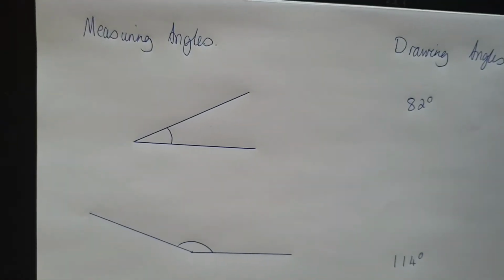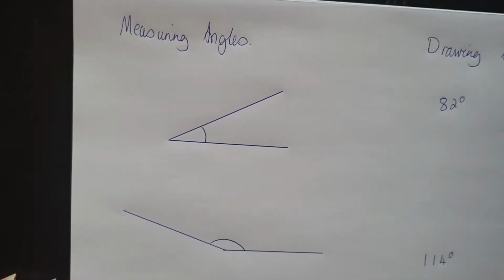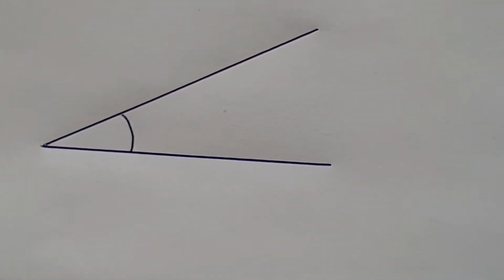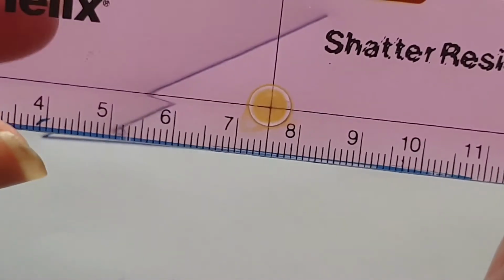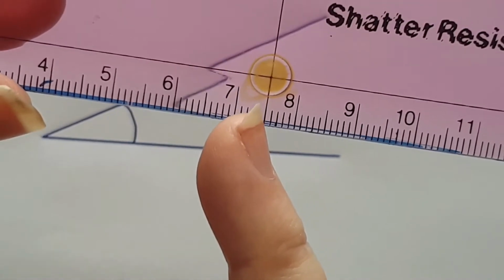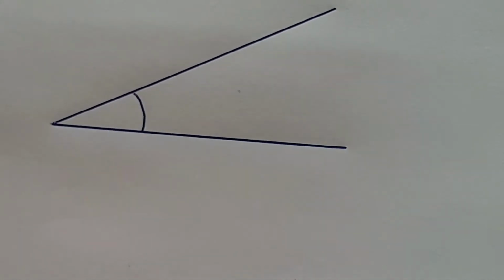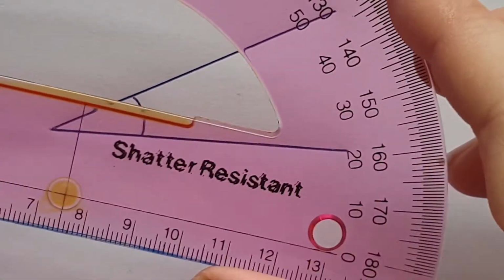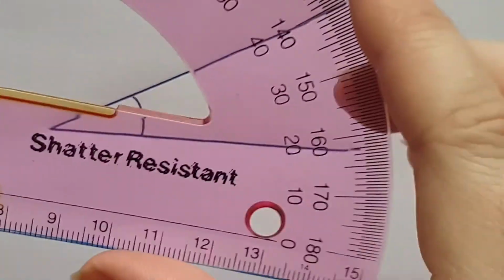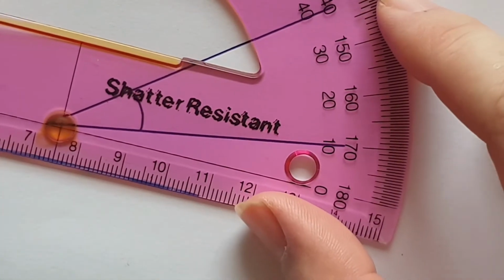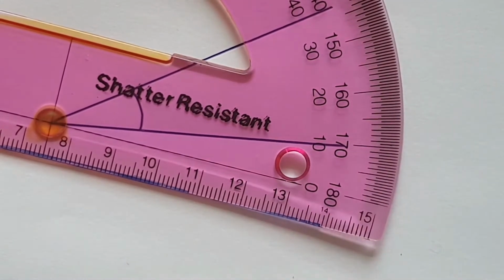Right, let's have a look at this first example here. Now, I'm going to zoom in on this. There we go. First thing I'm going to do is I'm going to take my protractor, and that central pivot point I'm going to place on the pivot point of the angle. I'm making sure that it's exactly lined up.